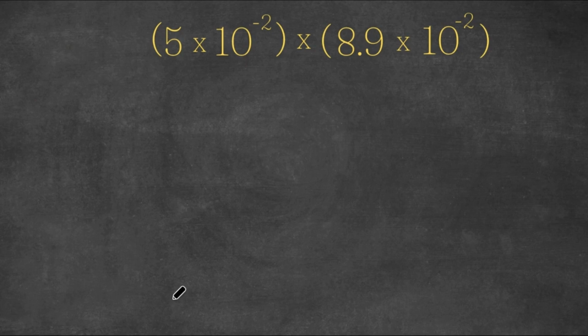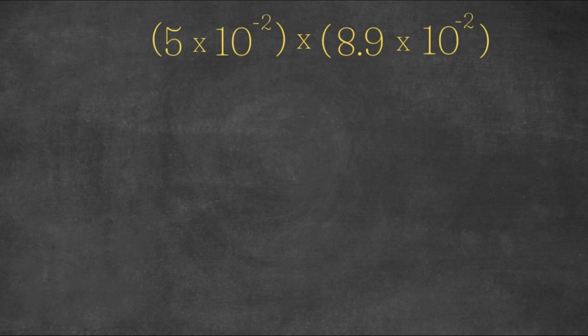Guys, welcome back to Click Academics. In today's video, I'm going to be teaching you guys how to multiply two numbers in scientific notation. So we have 5 times 10 to the power of negative 2 times 8.9 times 10 to the power of negative 2.